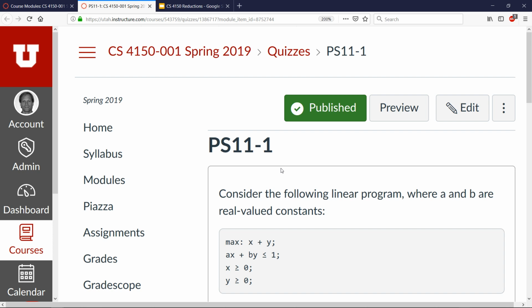And so what you're supposed to do is, for different signs for A and B, figure out is the feasible region bounded or unbounded or empty, in which case it's infeasible. And if it's unbounded, is there still a bounded optimum or not? So it's just a matter of graphing that for all 4 cases. So let's graph it for one case.